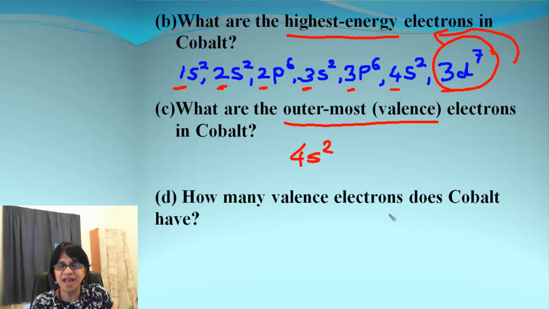Okay. Now how many valence electrons do we have? Those are the electrons which you found. So those electrons are 2. That means the valency for cobalt is going to be 2, or valence electrons are 2. So let's move on to the next problem.